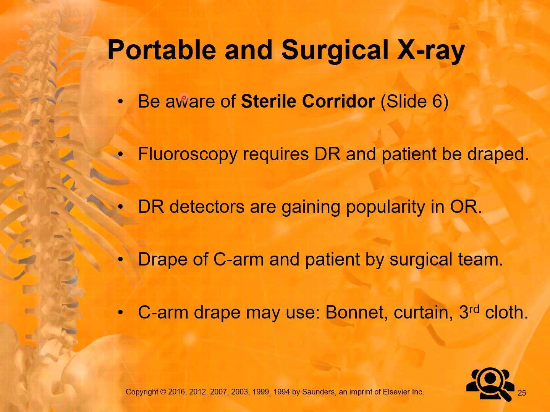Portable and surgical x-ray. Be aware of the sterile corridor. Again, that's the area between the table and the patient. Fluoro requires DR or IR detectors to be draped, and the patient to be draped as well. IR and DR detectors are gaining popularity in the OR, especially for hip replacements. The C-arm and patient are draped by a surgical team. C-arm drapes are usually a bonnet or a curtain, or, a not so popular item, a third cloth.